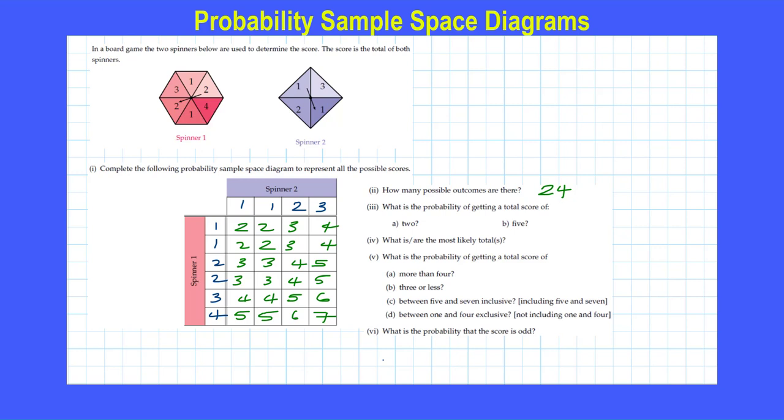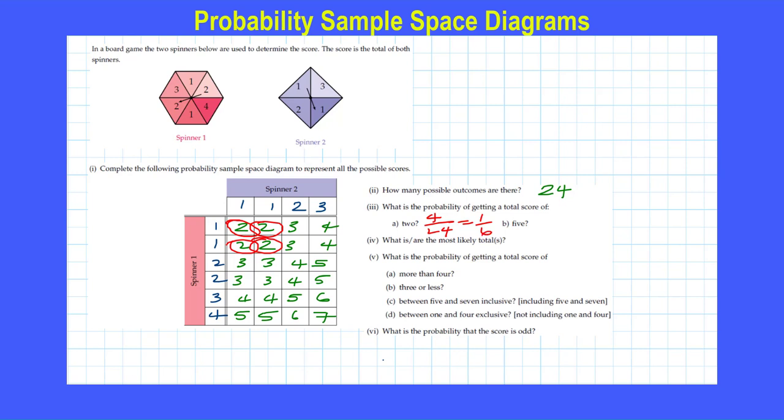What's the probability of the total score being 2? Well, what we could do is circle the scores that are 2 and count how many circles we got. So we've got 1, 2, 3, 4. So the probability is 4 out of 24 possibles. And that can simplify to 1 out of 6.